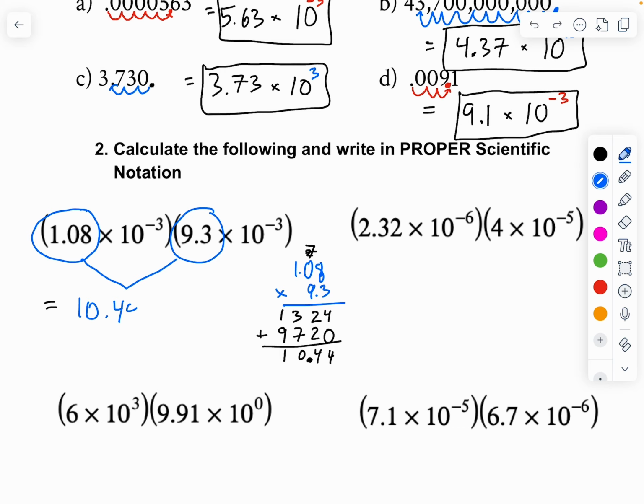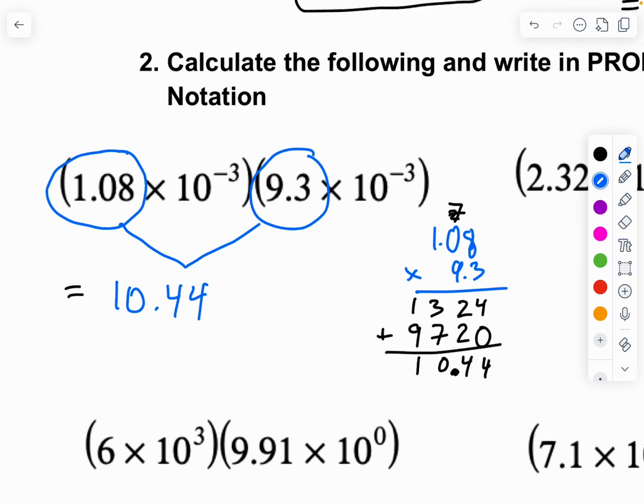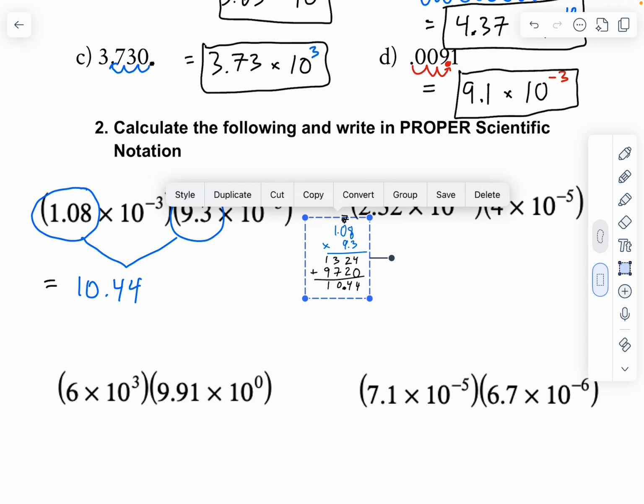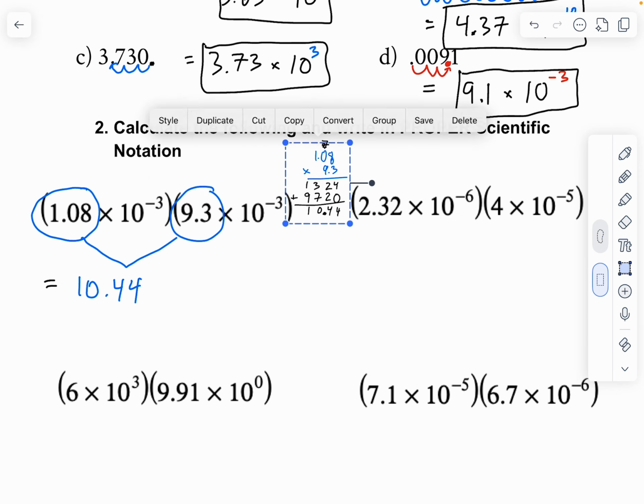Okay, that's great news. No, it's bad news. Why is it bad news? Is that a number between 1 and 10? Nope. Yikes. Okay. That means I have a little bit of extra work on my hands. Let me put this to the side.